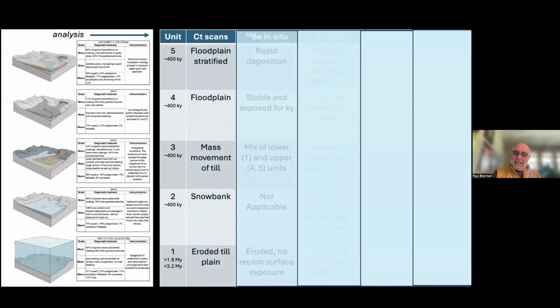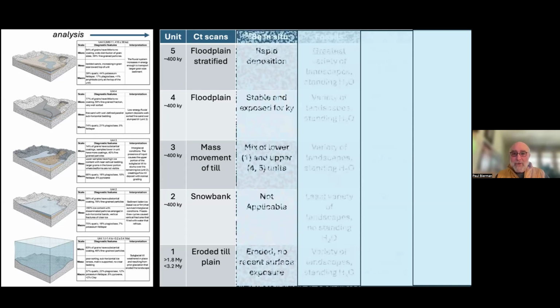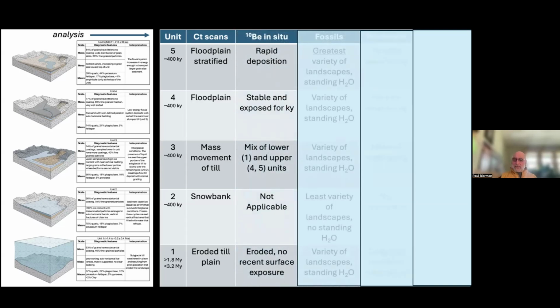What do the CT scans tell us? They tell us that the bottom is an eroded till plain. Unit 2 could be a snowbank. It could be basal ice. We can't pin that down yet. Unit 3 is a mass movement of till. Then the top 2 are floodplains, different energy. Beryllium tells us that till plain is eroded and it hasn't been exposed near the surface, or what was exposed is eroded. Unit 3 seems to be a mixture from the beryllium-10 of the lower and upper units. Unit 4 was stable for thousands of years, and Unit 5 represents rapid fluvial deposition.